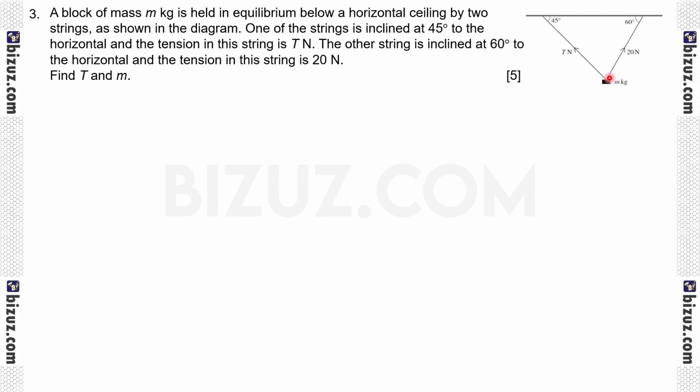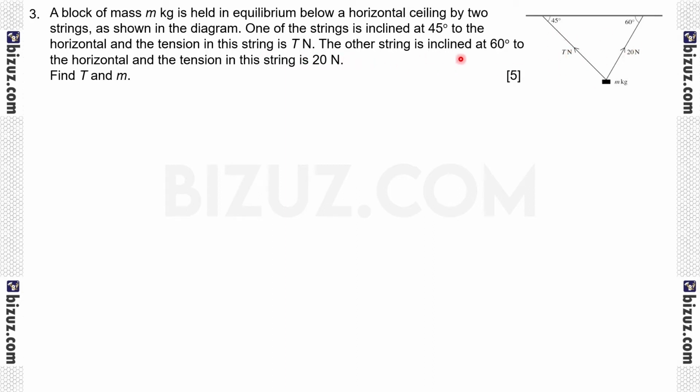Question number 3 first shows this diagram and says a block of mass m kg is held in equilibrium below a horizontal ceiling by two strings, as shown in the diagram. One of the strings is inclined at 45 degrees to the horizontal, and the tension in this string is T Newton, as shown here.